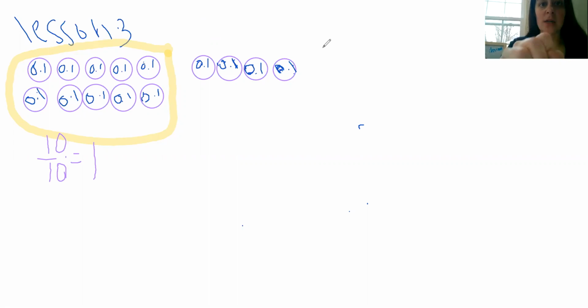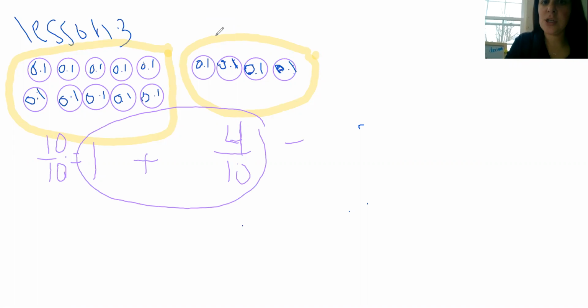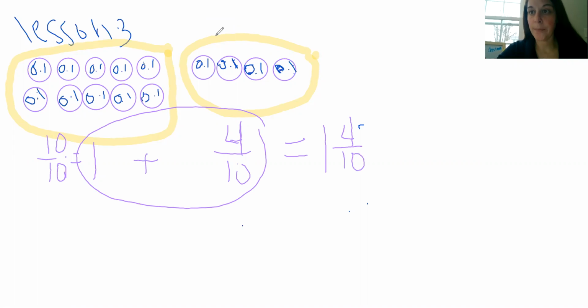Now let's see what I have left. If I circle my other parts that I have, what's my change here? I have what? 4 what? 4 tenths, right? So how would I write that? And I need to add them because this is a plus sign. Combining these two, how much total do I have? I have what? 1 and 4 tenths, right? Now, I got to turn this into a decimal.